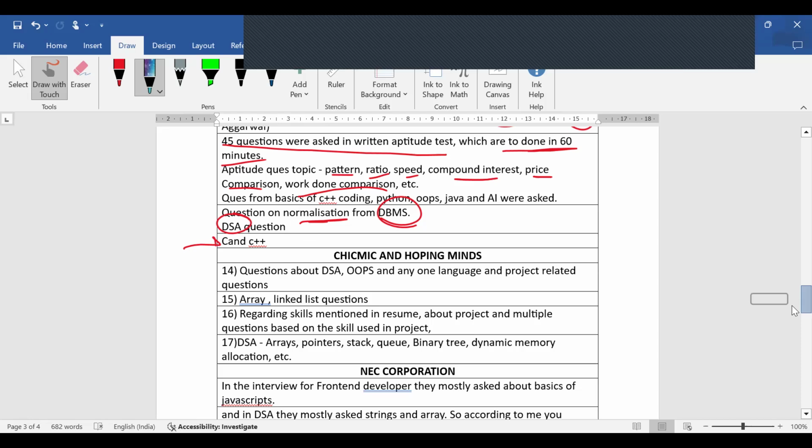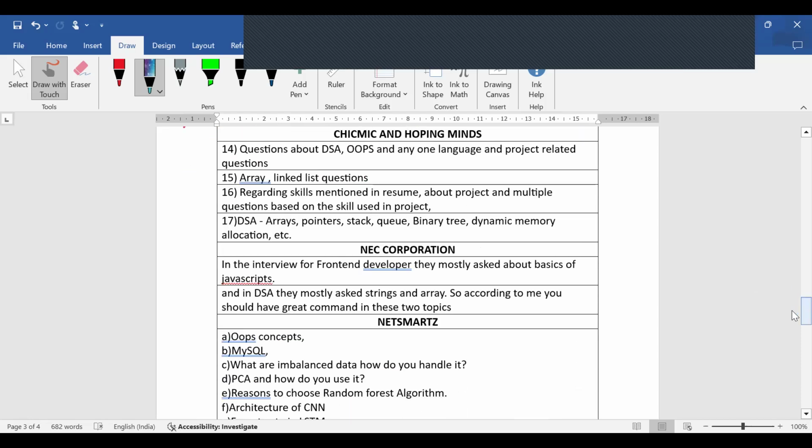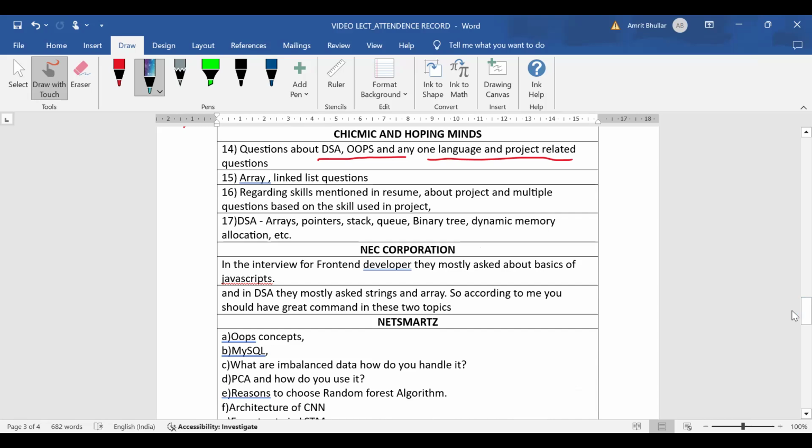Now we come to our next two companies, that is Chickmick and Hoping Minds. They asked mostly questions from DSA, OOPS, any one language, and project related questions. Like if you are very good in Python, you must have made some project in Python. So they will ask you about Python and the project you have made, depending on your proficiency in that language. So you should always speak about a language in which you are very good, not just the basics, because they check that every engineer should know the basics of all these languages. You should be at a higher level in that, not even intermediate, but at a higher level.